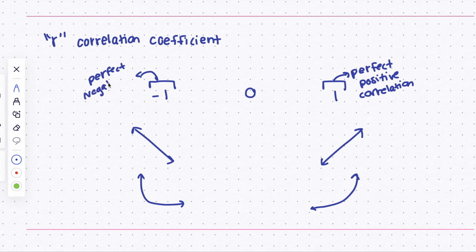Now, the closer you get to 0, that is indicating that you have no correlation whatsoever, or the correlation that you have is very, very weak, which means that statistically you wouldn't want to base any information off of it because it's not going to be a strong enough relationship. So this means no correlation.